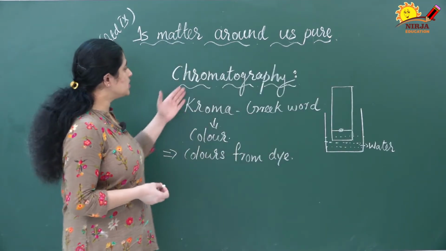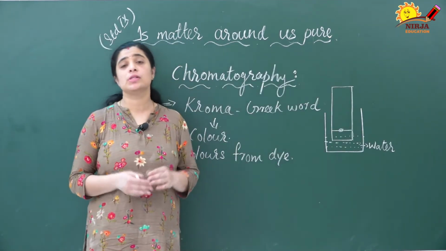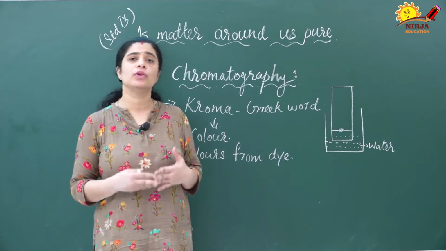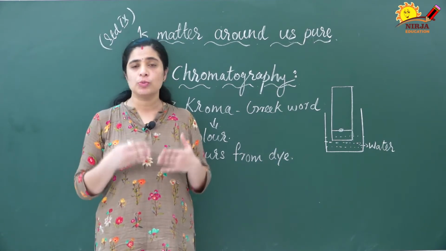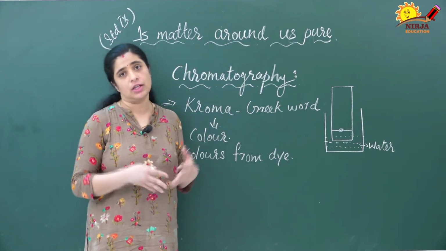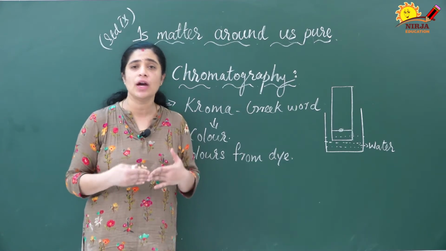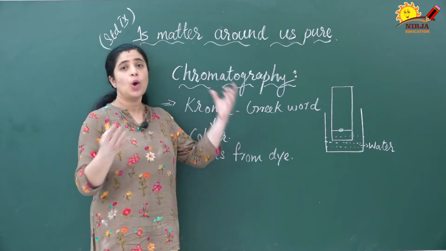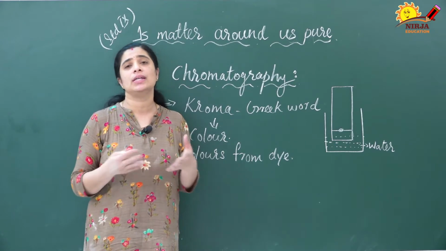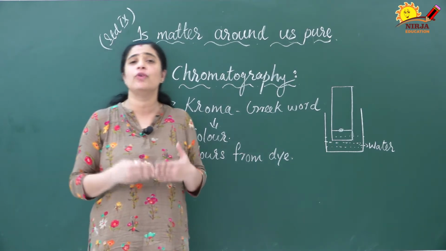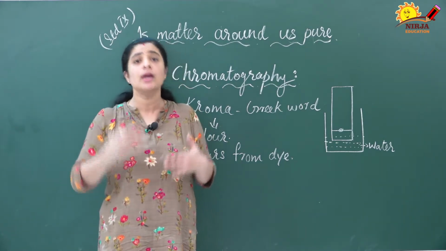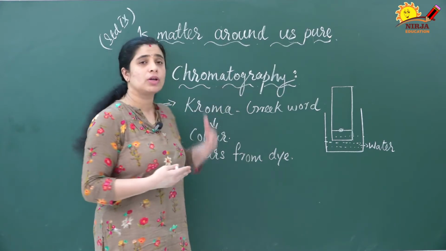Next we are going to discuss chromatography. This is a very important method used for separation. Suppose two or more soluble substances are there. If you want to separate them, then we use chromatography. One example is dye. You know that dye is a mixture of colors. If you want to separate the colors from the dye, then we can use this chromatography method.